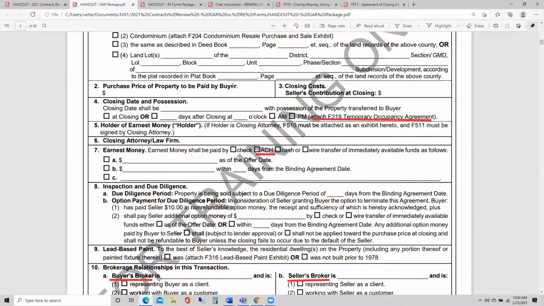Question: is there an RE form? No, there's nothing for the RE forms. Can you write a special stipulation? Well, that doesn't do you any good either. A special stipulation on the purchase and sale agreement is signed by whom? It's signed by the buyer and the seller. Still, the closing attorney is not signing your purchase and sale agreements.